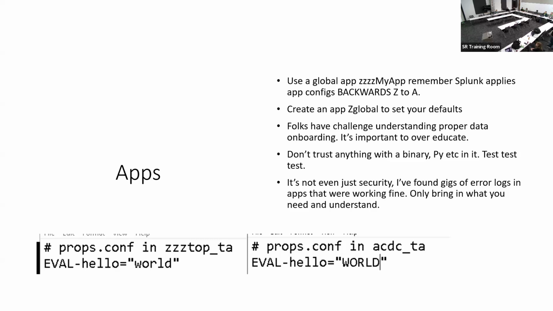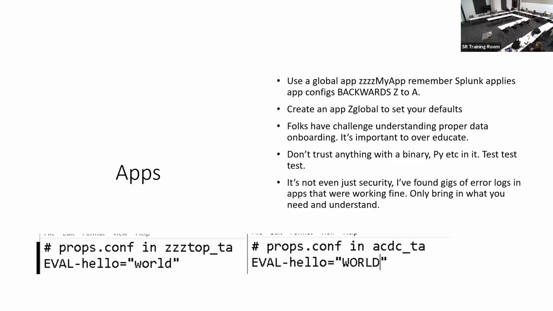Splunk works backwards. I don't know if you see the bottom where I have a field called hello created in props.conf. What is the user experience? What's the final result of those two conflicts? The answer is the one on the right, ACDC, because Splunk will look at the ZZ top, apply that, then it'll go to XXX, YYY, work its way all the way up to A, and apply things.